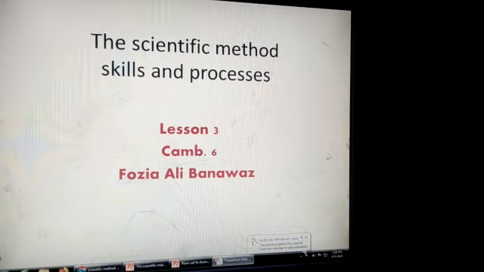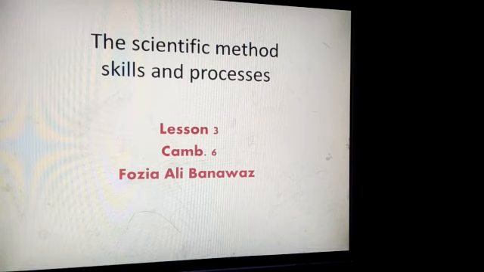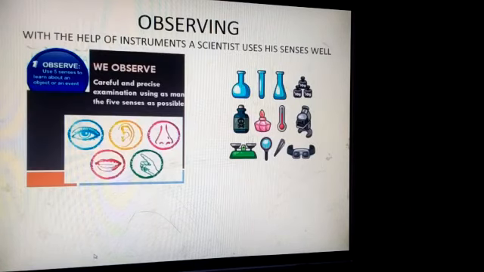The first one is observing. Scientists are very good observers. How does he observe things? With the help of instruments, a scientist uses his senses very well. For example, can you tell exactly how hot the tea is without a thermometer? You can just touch the cup by your hand and you can predict this is hot or cold. But what exactly is the temperature of the tea? You will need a thermometer to record it.